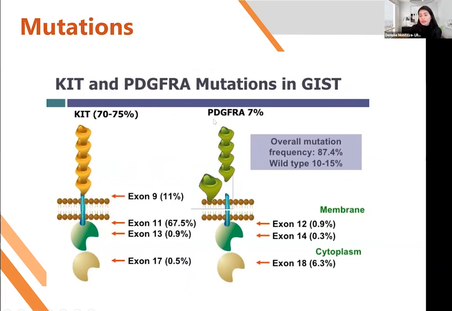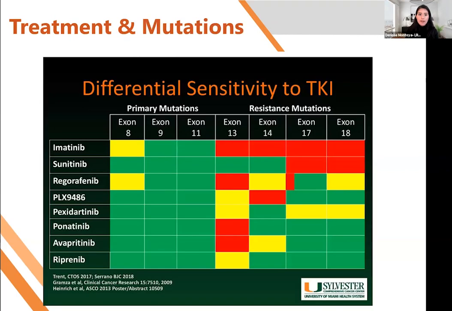For PDGFRA, which is only 7% presented, the most common one is exon 18. And as we know, for exon 18, we do have an approved medication, Avapritinib, to treat that subtype of patients. These are great.